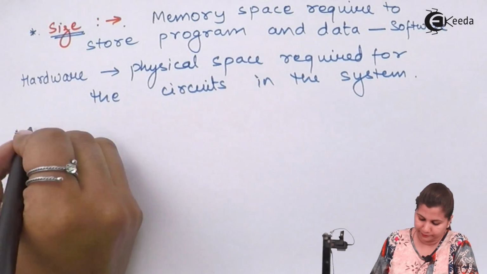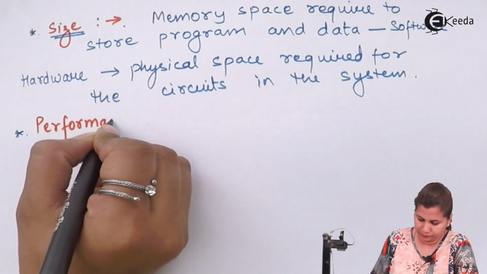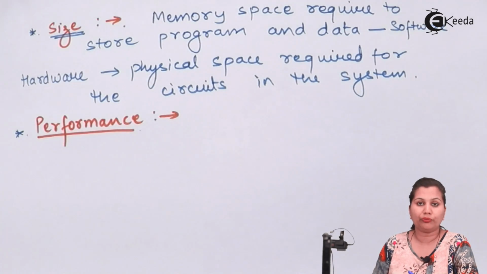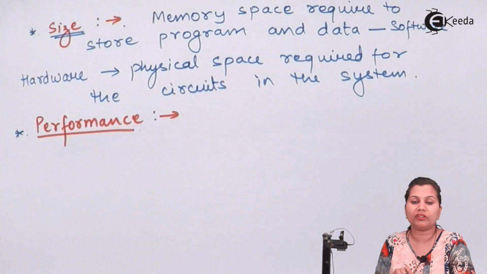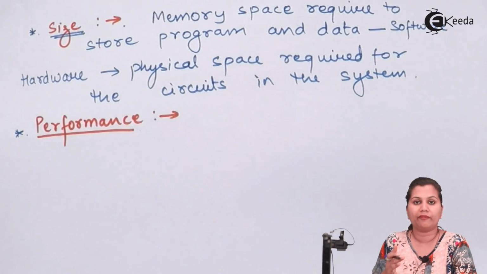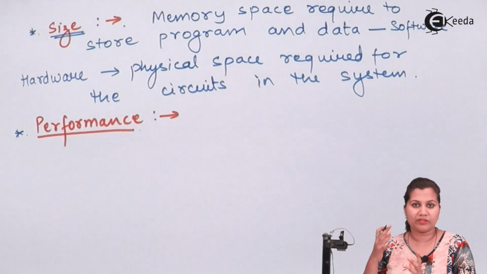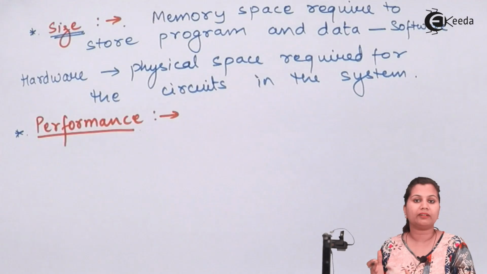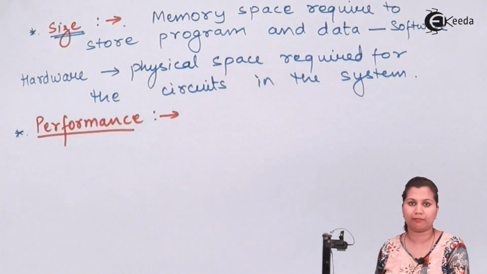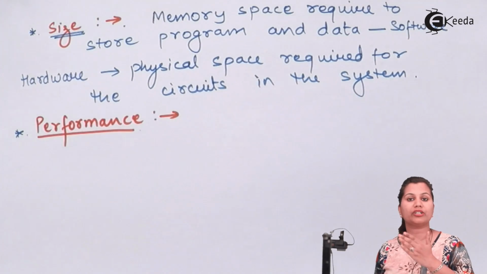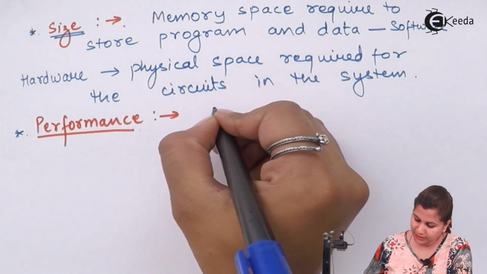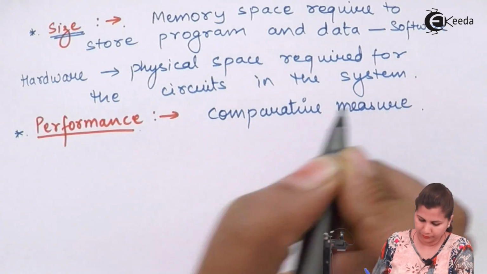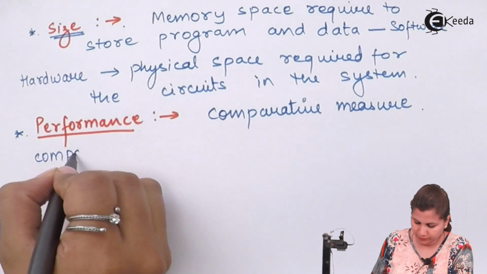Next is performance. Performance is also an important parameter, and if we want to find out how the embedded system is performing, then we are going to compare the embedded system which is developed with the existing embedded system. Suppose we have designed a new embedded system, then we want to see how efficient this system is, how its performance is. Then we are going to compare this new embedded system with the existing embedded system and see which one is performing better. So performance is a comparative measure compared with existing systems.